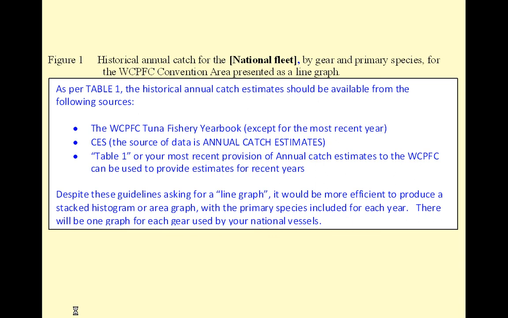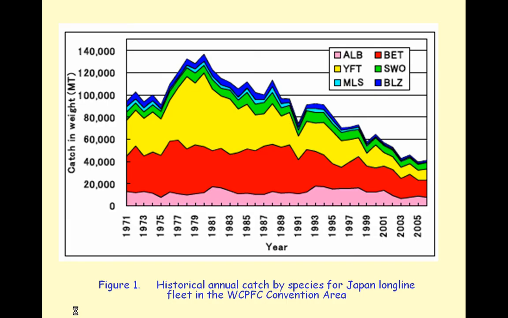Figure 1. Historical annual catch for the National Fleet by gear and primary species for the Convention Area presented as a line graph. The same Tufman reports used to produce the data for Table 1 can be used for Figure 1. So that is Catch and Effort Reports number 1, 4, 11 and 12.